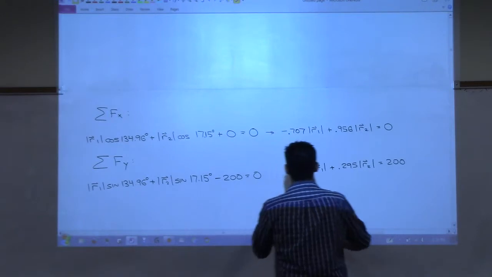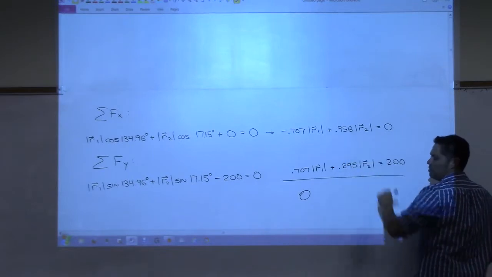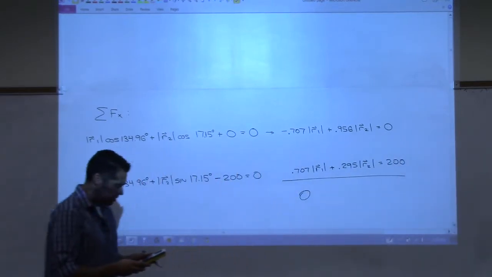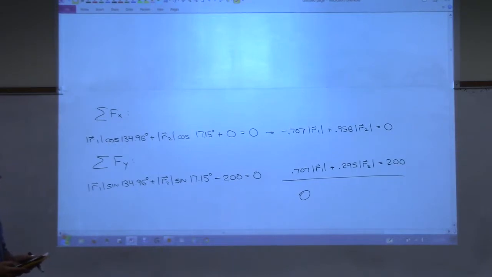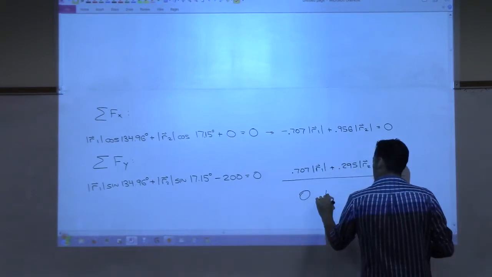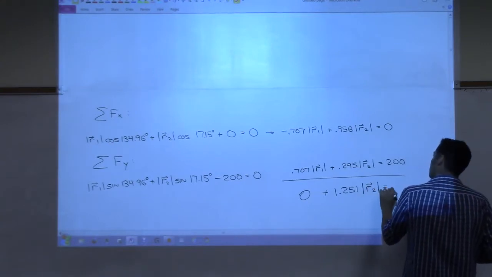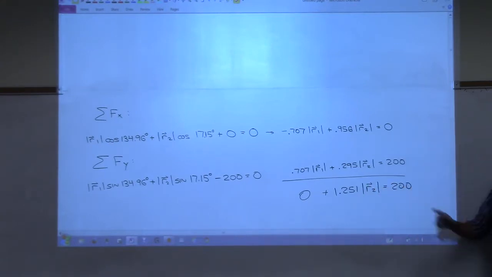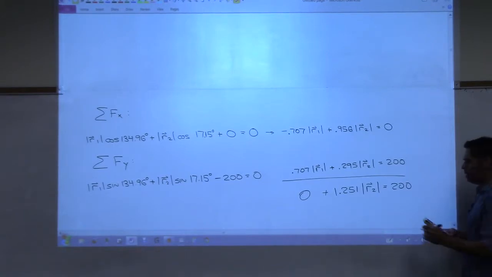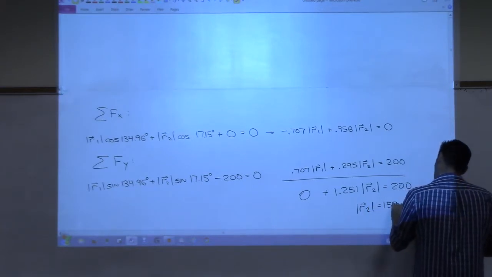So if you add these two equations straight down, this and this together is 0. And then you have to do those two together. So you have to do 0.956 plus 0.295, 1.251. So plus 1.251 magnitude of R2 is equal to 200. And now divide both sides by 1.251. Magnitude of R2 is 159.87.